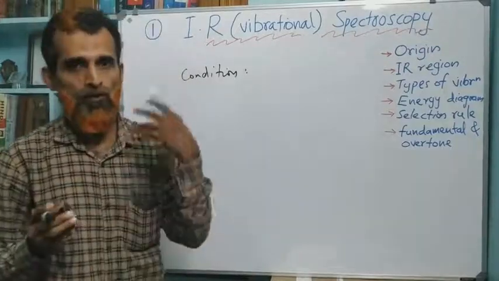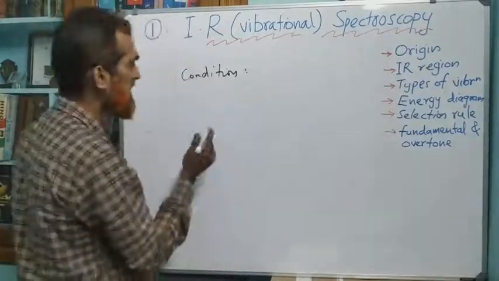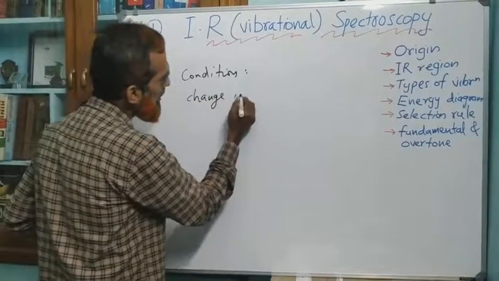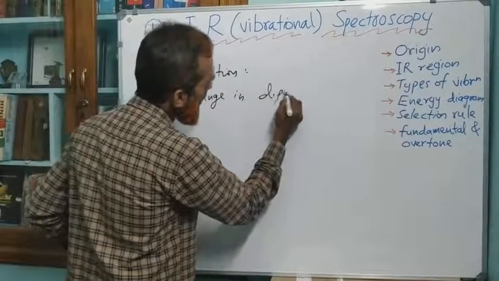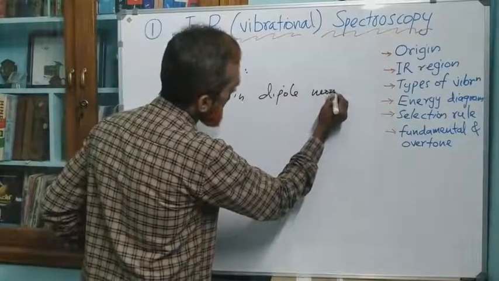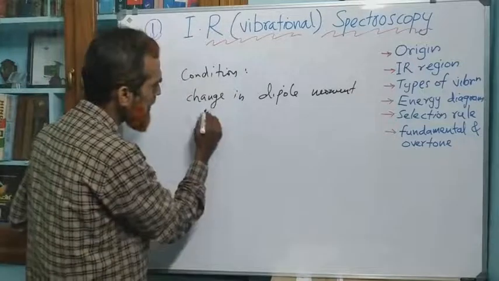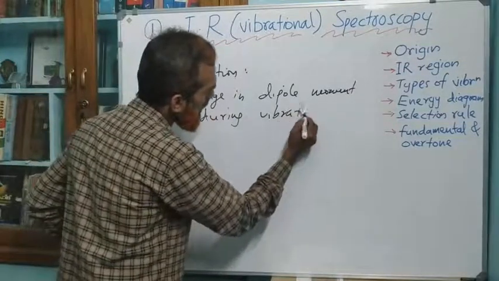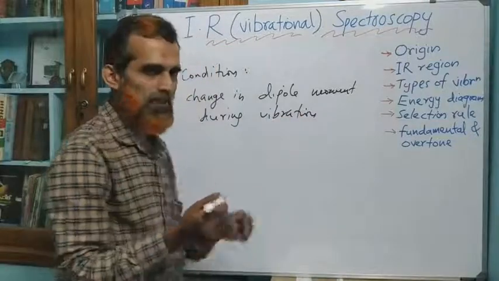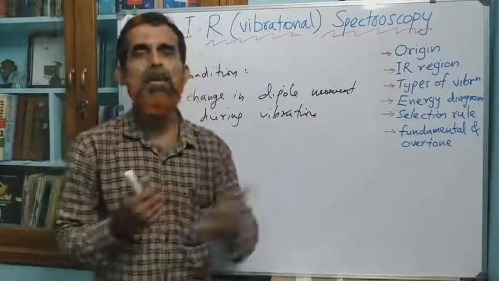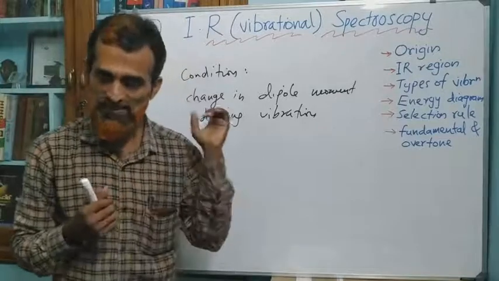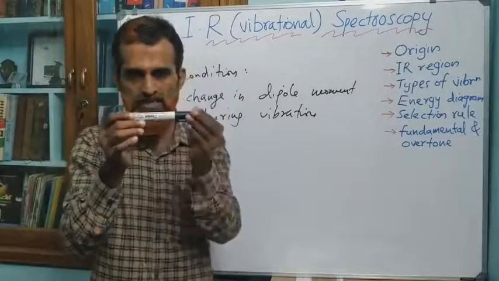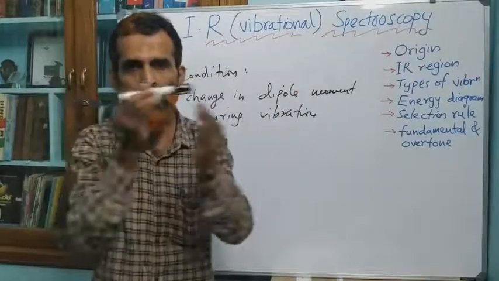active, or to absorb IR radiation, is that there should be a change in dipole moment. Change in dipole moment during the vibration. During vibration, whether it is stretching or bending, there should be a change in dipole moment for the molecule. As I said earlier, in the case of HCl, it already has a dipole moment, and when it undergoes stretching vibration, what happens?